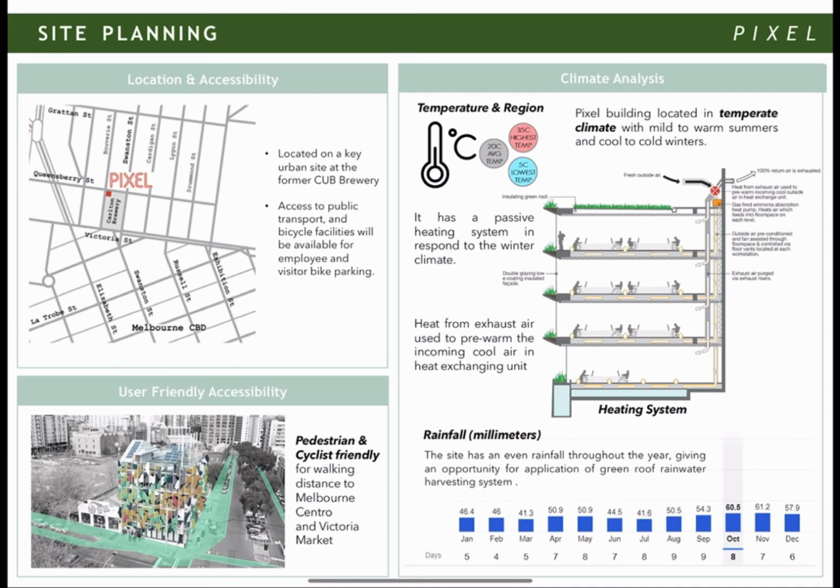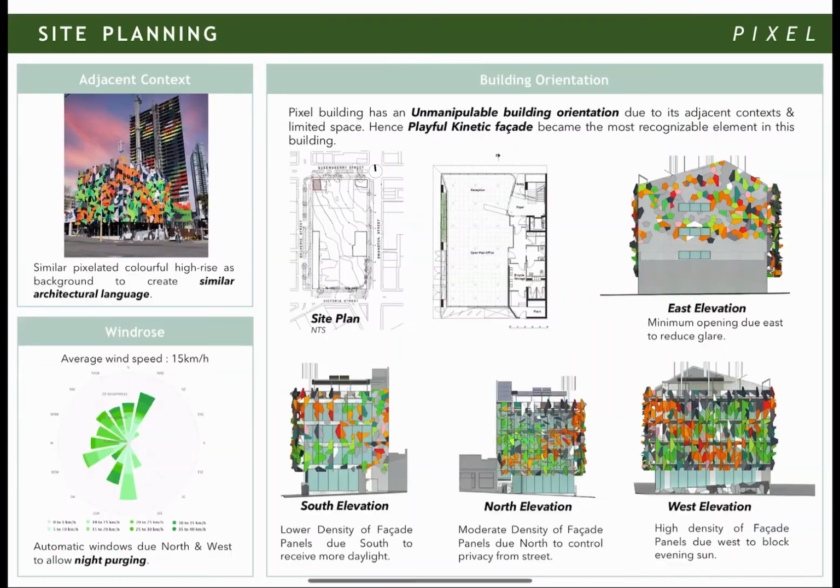Responding to the temperate climate, it has a passive heating system during the winter season. Besides that, the site has an even precipitation throughout the year, giving an opportunity for application of a green roof rainwater harvesting system. From the site plan, we can see that Pixel building has an unmanipulable building orientation due to its adjacent context and limited space. Hence, the playful kinetic facade becomes the most recognizable element in this building.